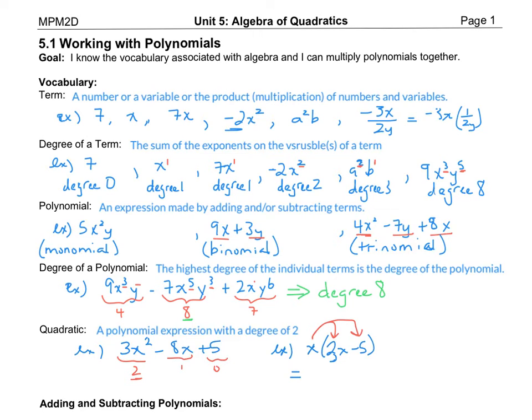So I really have a monomial times a binomial. The x times 3x would be 3x to the exponent of 2, because x times x gives us an x squared, and then minus an x times 5 is 5x. So you can see that that does produce a degree of 2.